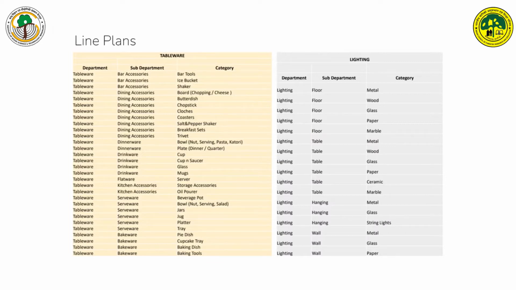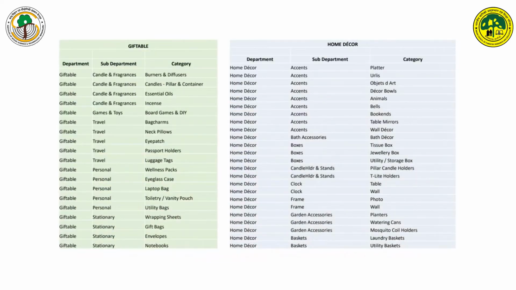If you can see, all these are the product categories. We have bar accessories, we have dining accessories, and look at the particulars. We have drinkware, kitchen accessories, serveware, lighting for floor, lighting for table, lighting for hanging, lighting for wall. And what material? If you look at it, wood has made it to every single category. Next. So these are examples of lighting, some more line plans.